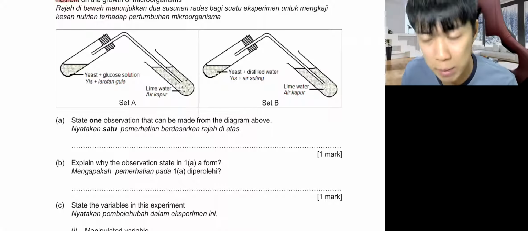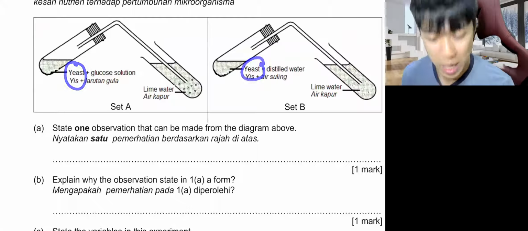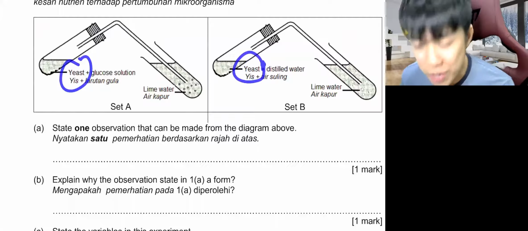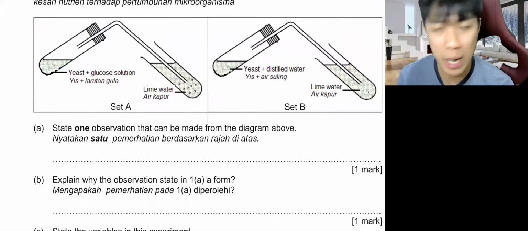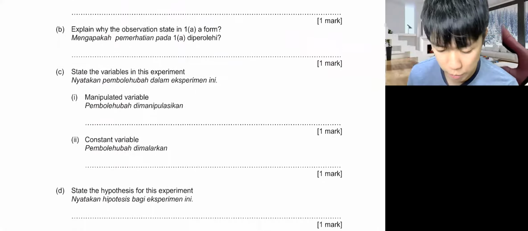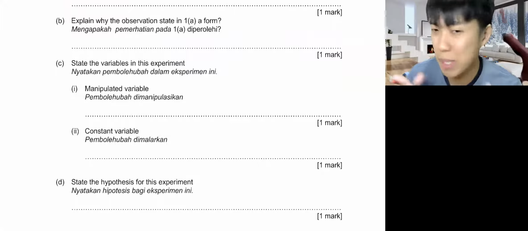Your acceptable answers are temperature, pH value, amount or quantity of yeast, or one more, type of microorganism. Make sure I put yeast and yeast. If I put yeast and bacteria, then it's not fair already. You're not being fair on testing to get the correct result, right? So those are acceptable answers for constant variable.